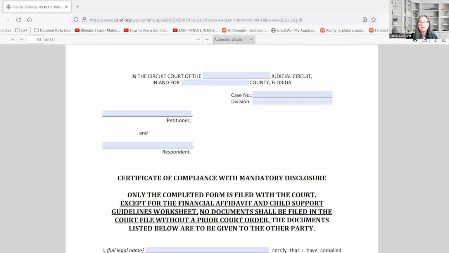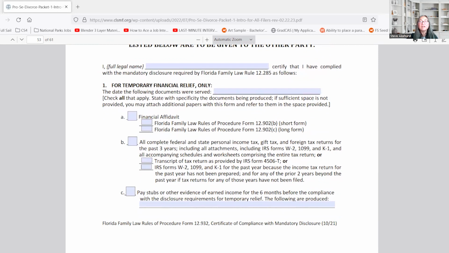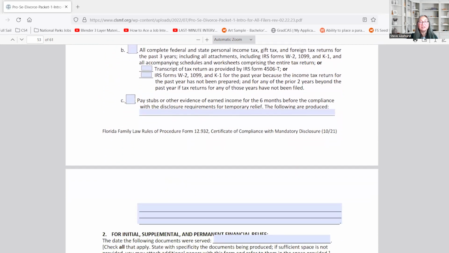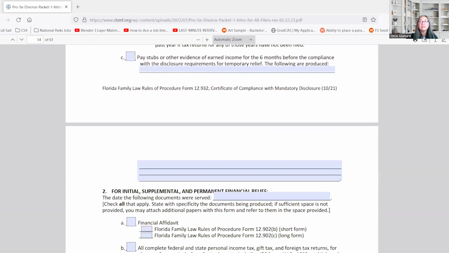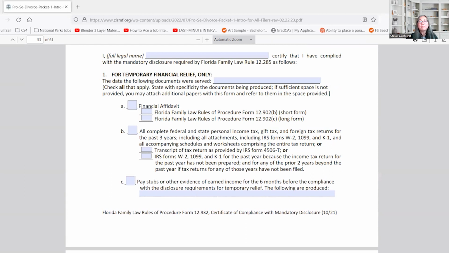So you're going to fill out the top as usual. Then you're going to write your name. And there are two sections. One is temporary financial relief, and the next one is the initial and supplemental. So there's a difference. The temporary is for any type of relief that you're seeking while the divorce is pending. Child support, alimony, those are the two financial. So if you want the court to award you temporary child support or temporary alimony while the divorce is pending, this is the section you will have to fill out.